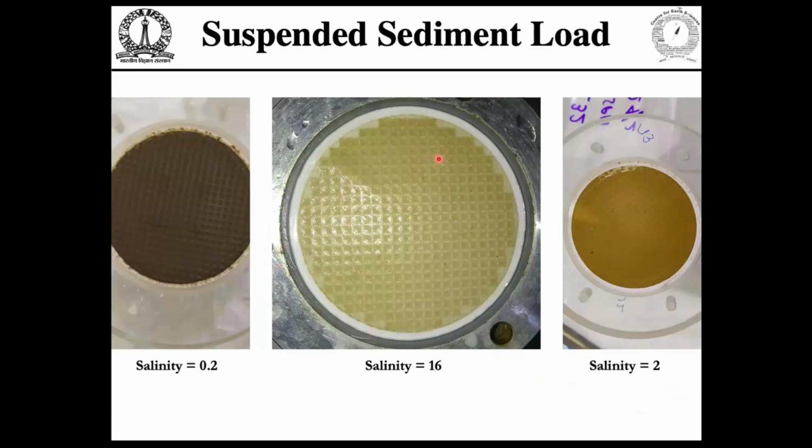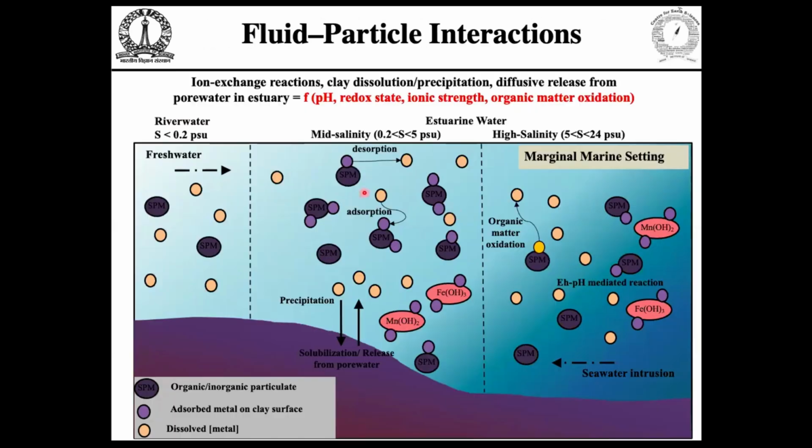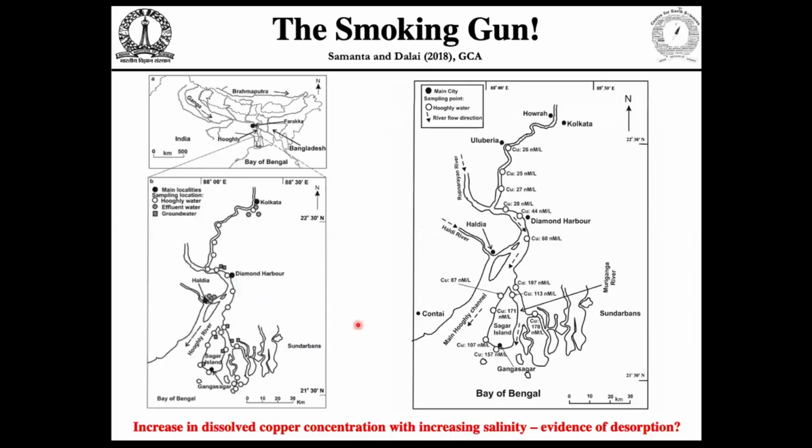What I have here is a picture of the sediment being collected at the lowest salinity, salinity 0.2, medium salinity 2, and high salinity 16. And you can see the difference in color of these sediments. The difference in color is coming because they are undergoing chemical alteration. Certain elements are being lost and certain elements have been added to these sediments. We have given you an overview that there can be some absorption, some desorption, and authigenic precipitation of iron, manganese, oxyhydroxide phases. Okay.